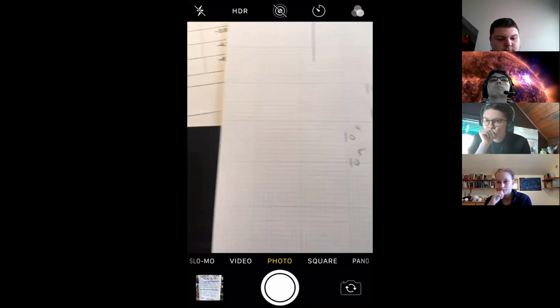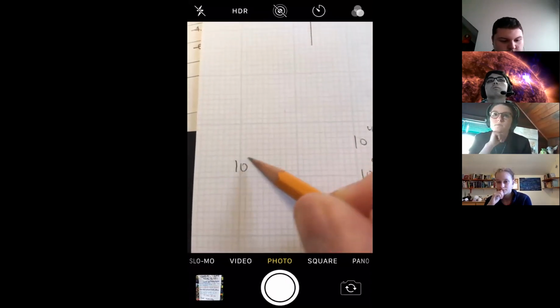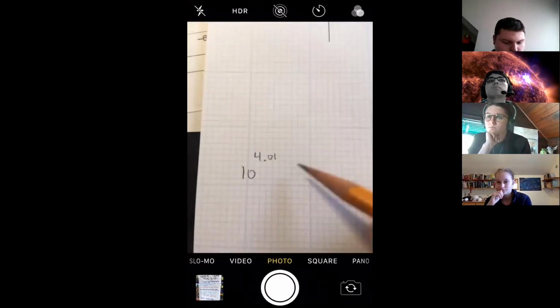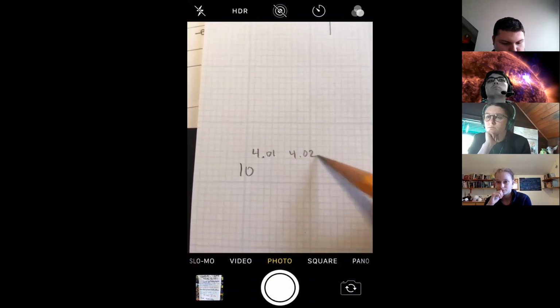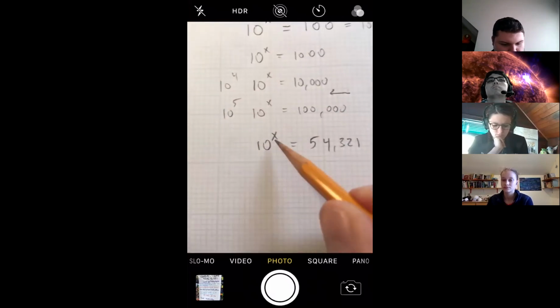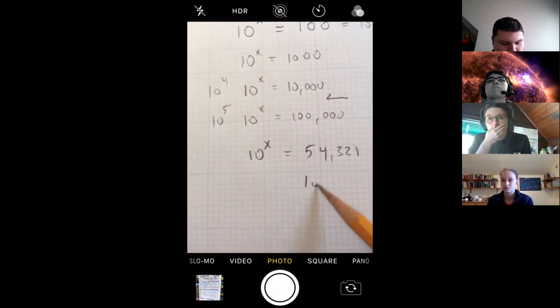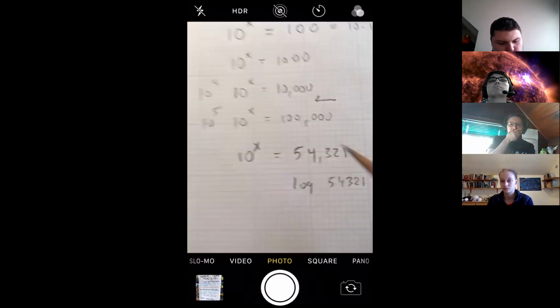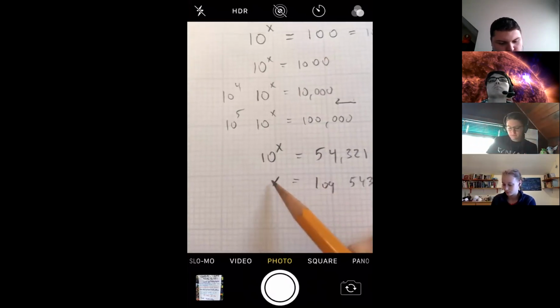What you do is you invent a computer program which will raise 10 to every power between 4 and 5. 10 to the power of 4.01, 10 to the power of 4.02, and you tabulate a log. The purpose of log is to solve for x. So what we do is we do log of 54321, and that solves for x.